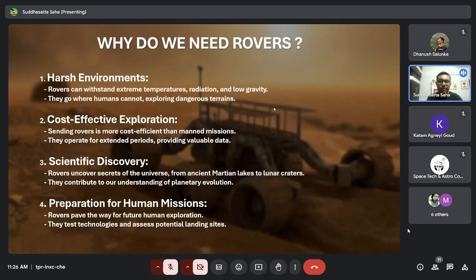And also for preparation for human missions, like the scientists need to do a certain amount of homework before sending astronauts, or you could say humans, to another planet. So they need to get a complete understanding of that planet, the conditions there, or any celestial body for that matter. So rovers can be used to do that homework for them.